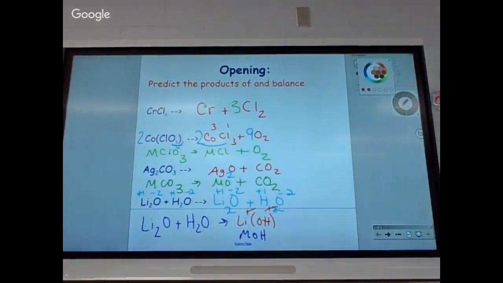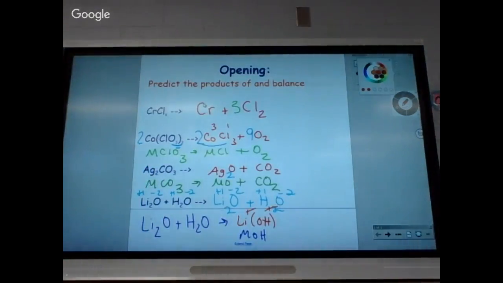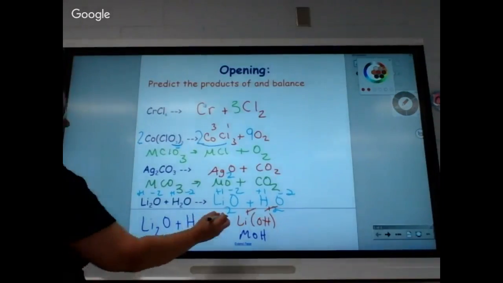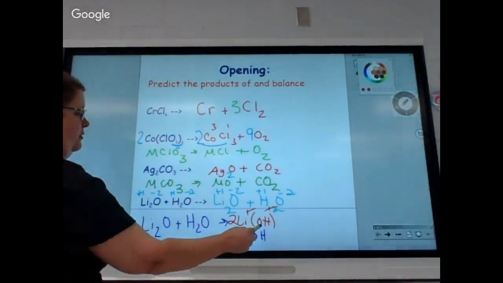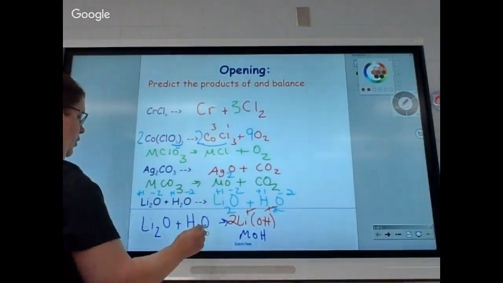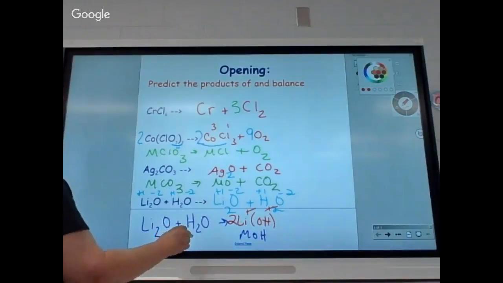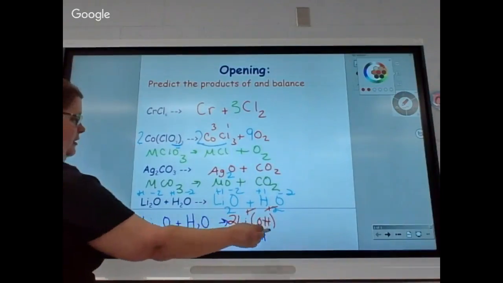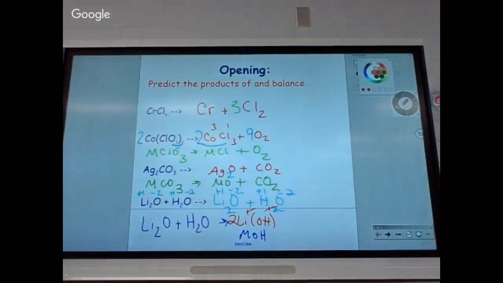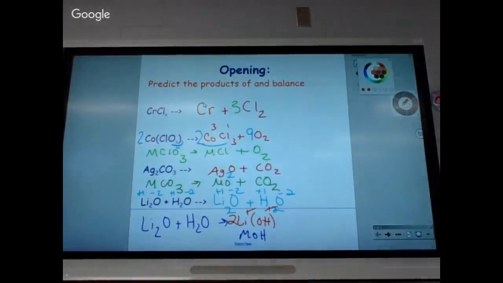Is it balanced? No. How many Li's? 2. So I need to put a 2 here. I made how many O's? 1 plus 1 is 2. How many H's? How many H's? So it's balanced. Questions? Okay. That's fairly representative of the type you'll see on the test tomorrow.